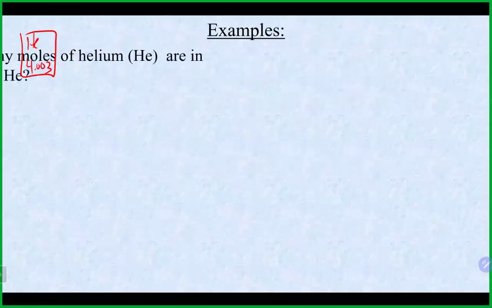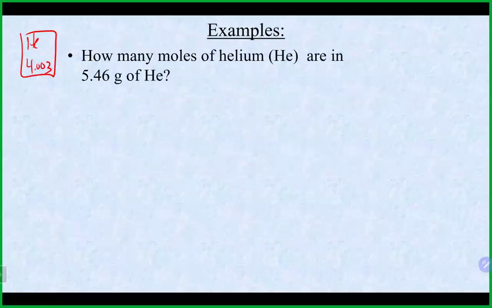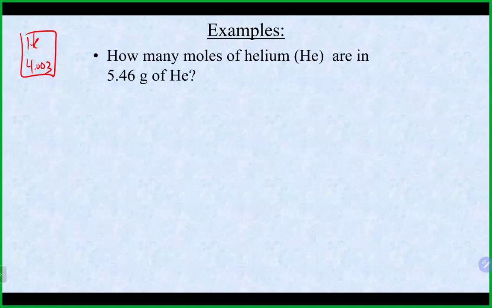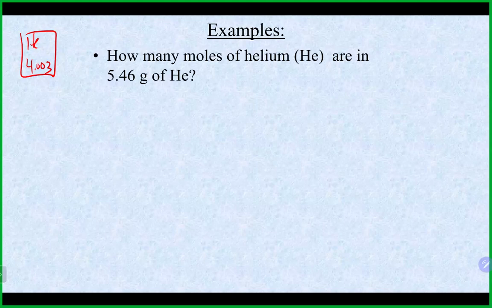All right, so why don't we try one here? Why don't you try this one? How many moles of helium are there in 5.46 grams of helium? There's the molar mass of helium there from the periodic table. Okay, let's take a look.